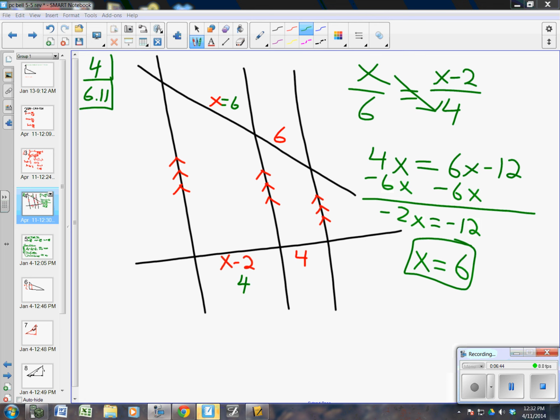Well, Christian brought this up to me. He goes, that doesn't look right. Why doesn't it look right?